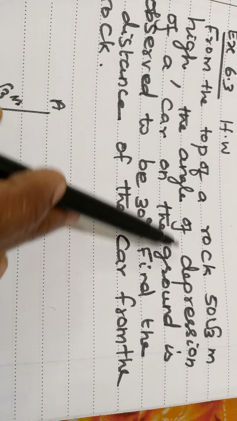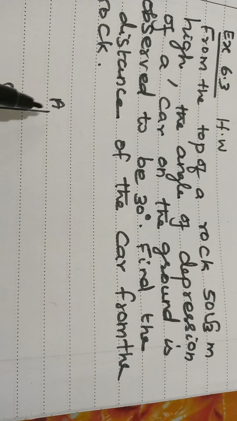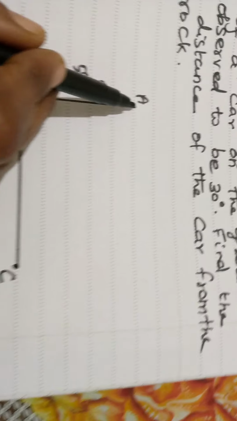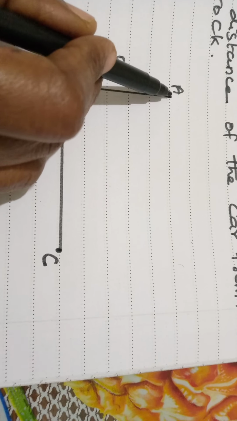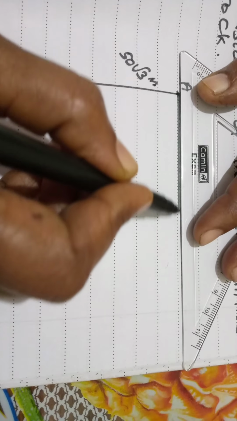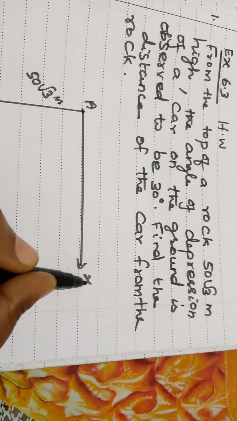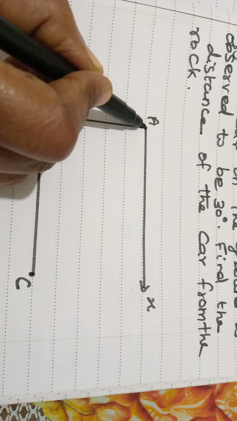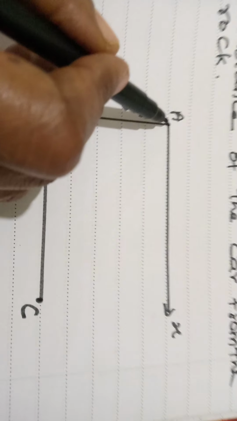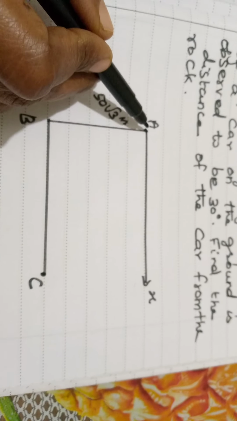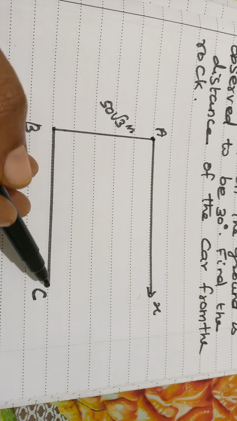It is mentioned angle of depression. Depression means, as I said, from the eye level we have to draw the horizontal line. So here the eye level we have to consider is point A. Draw the horizontal line, which you can take as X. So the horizontal line as well as the line of sight. What is line of sight? The line between eye level and the object. Here the object is the car.